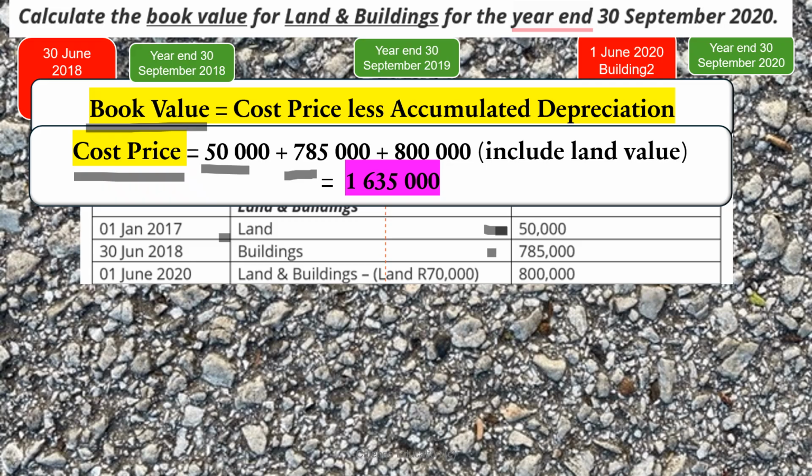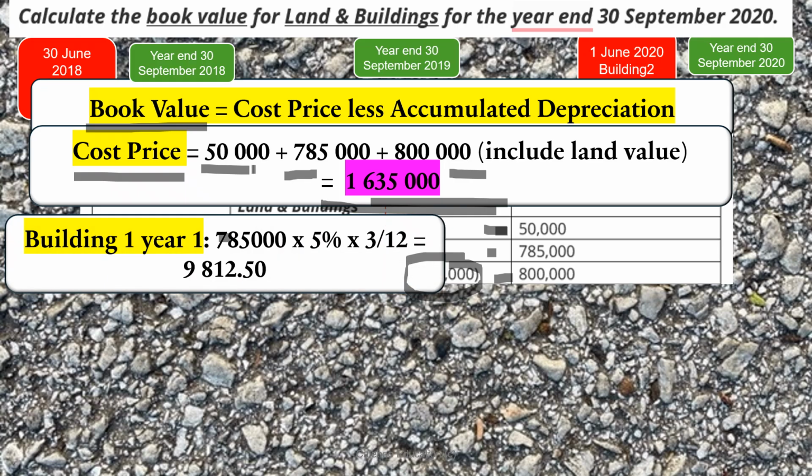Then you've got 785,000 for the building. Then there was 800,000, which already includes that 70,000. So if we add that up, there we go. The cost price for land and buildings is 1,635,000 in purple. So I'm going to say again, when we're calculating the book value, you include the land amounts and the building amounts.